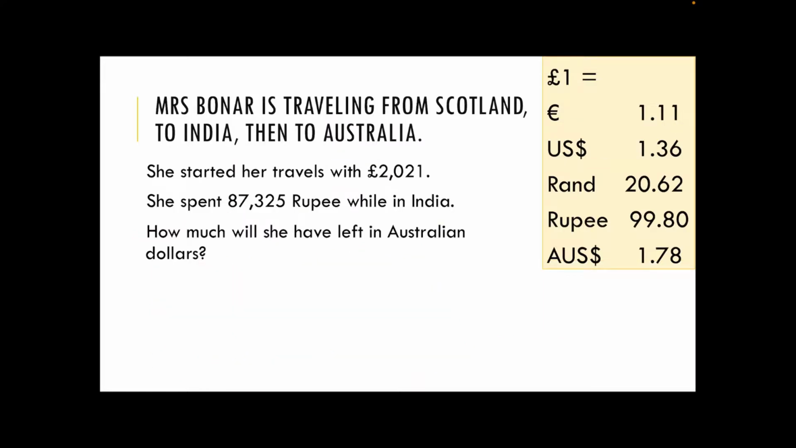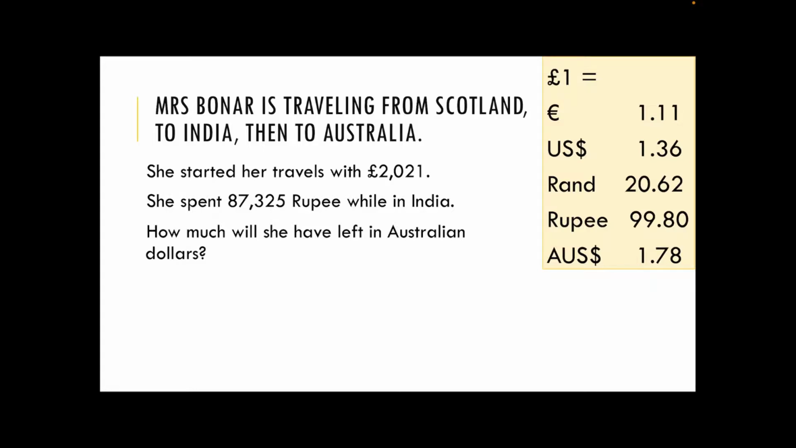Finally then, Mrs. Bonner is travelling from Scotland to India and then to Australia. So she started her travels with £2,021. We're then told that she spends 87,325 rupee while in India, and then we want to know how much she will have left in Australian dollars.